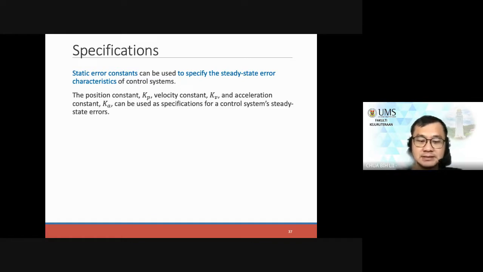So today we will continue from there, where we have the so-called specifications. Specifications is basically, when we do a design, we would have a desired output. So that would become our specifications. So static error constants can be used to specify the steady state error characteristic. Therefore, sometimes instead of saying the steady state error, we would specify in terms of the static error constant.